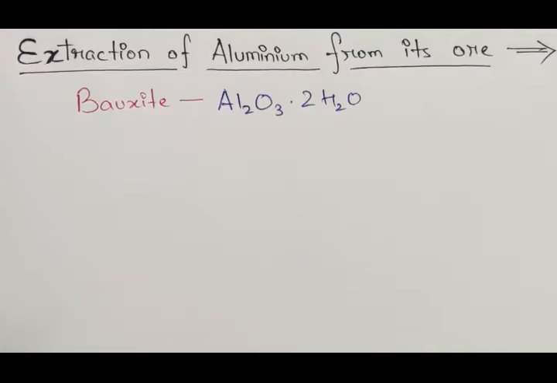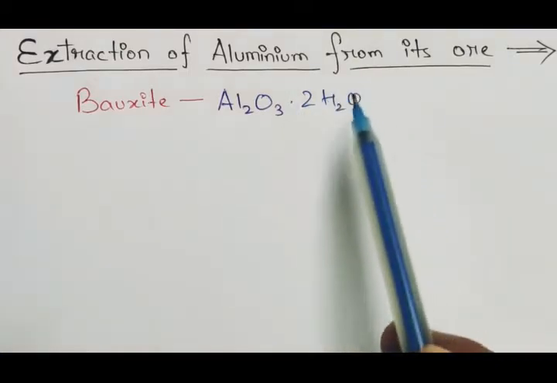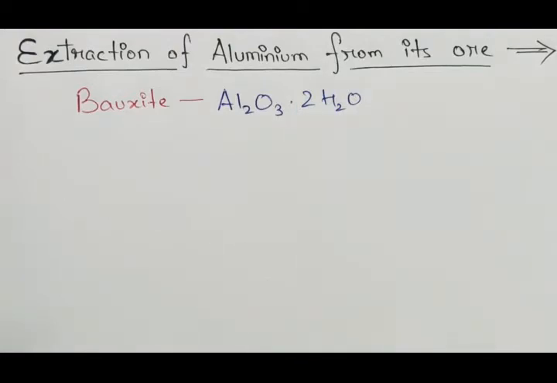Okay. The next step is the concentration or dressing of the ore. So during the concentration of ore or purification of the ore, firstly the bauxite ore is converted into alumina. That means this hydrated part is removed and only the oxide of aluminium is there, which is called alumina. And this concentration of ore is done using Bayer's process.